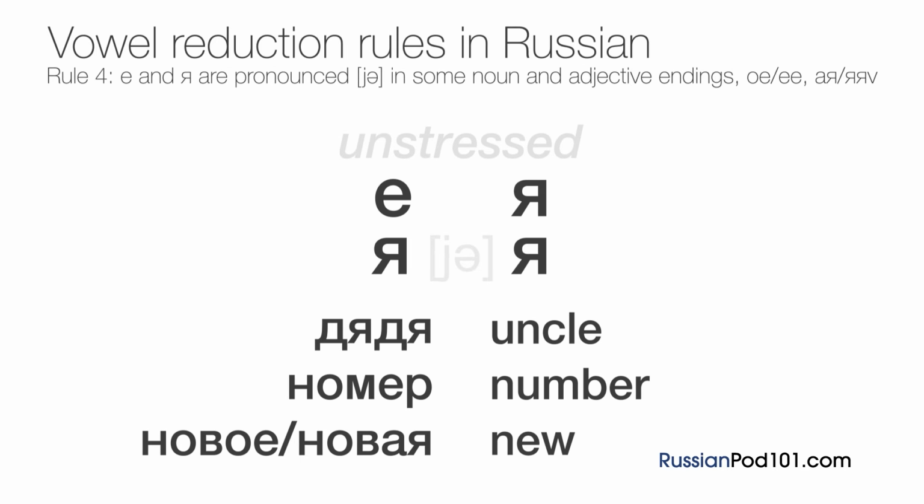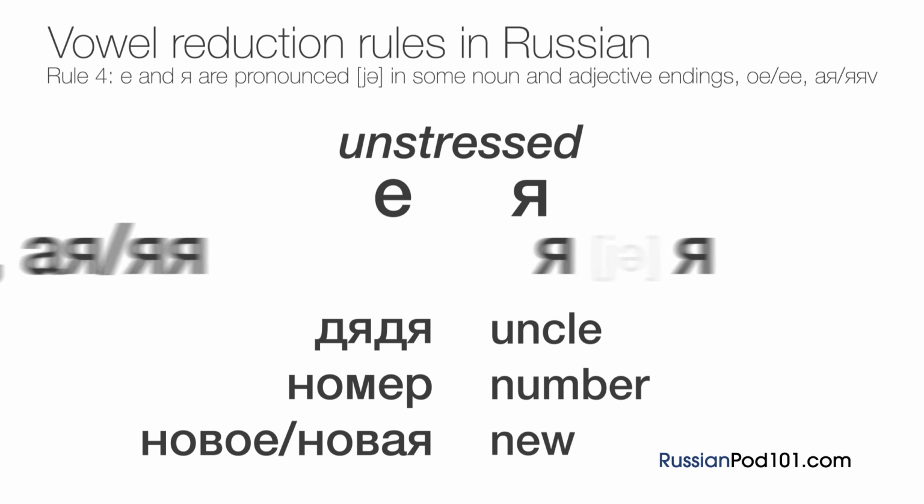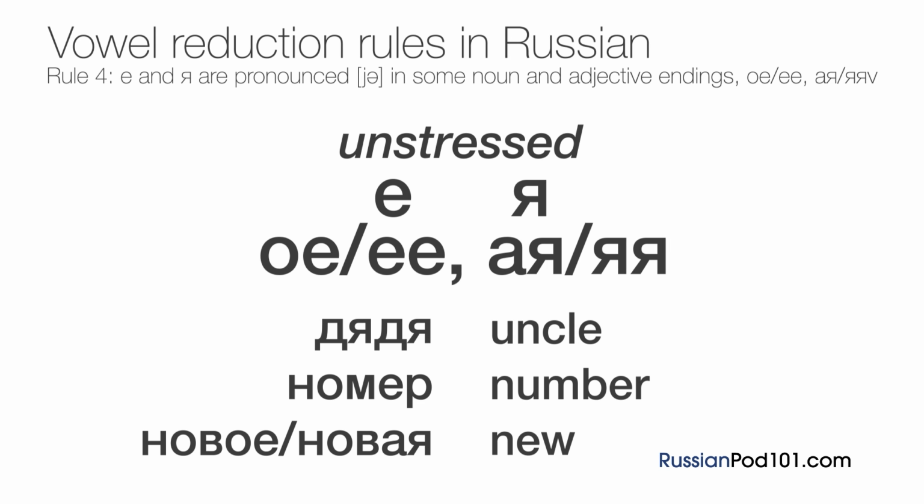When unstressed, Е, Я will sound like Е, in some noun endings and these forms of adjective endings. дядя, номер, новая. In this lesson, you learned about stress and vowel reduction in Russian. In the next lesson, we'll review everything that we learned in this series and test you on the material.